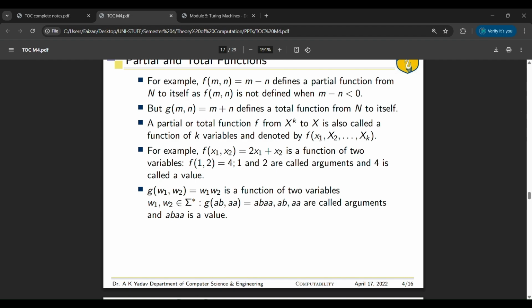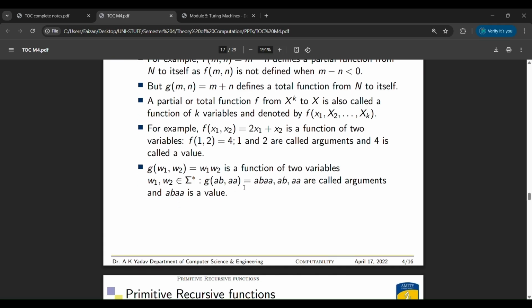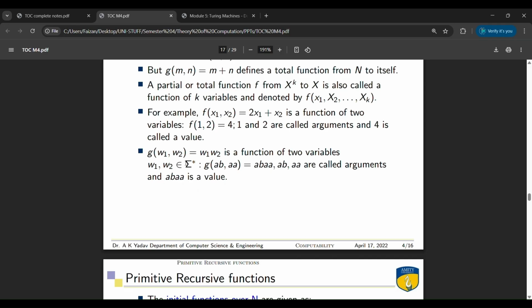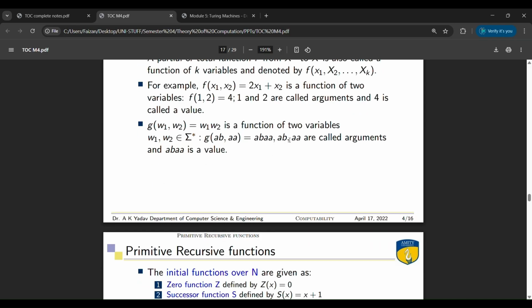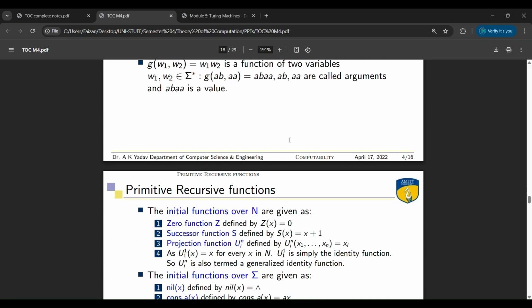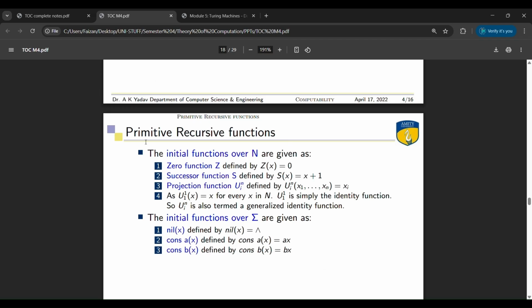A partial or total function f from X^k to X is also called a function of k variables, denoted by f(x1, x2, ..., xk). For example, you have f(x1, x2), and this is a function of two variables. If you solve it by putting in 1 and 2, you'll get the answer 4. 1 and 2 are the arguments of f, and 4 is the value. Similarly, it can be done for tuples, for the terminals that we've used all the time.